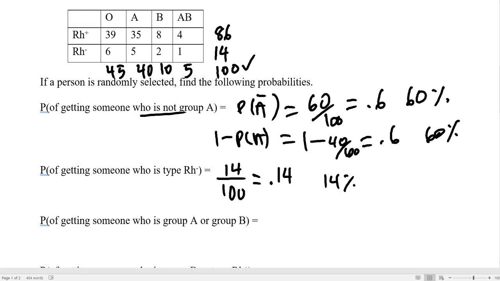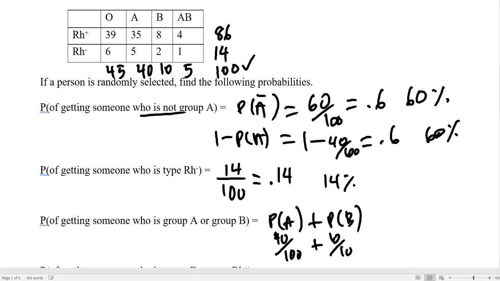What's the probability of getting someone who is in A or B? Well, the probability of having blood type A is the 40 out of 100 plus the probability of group B. There was 10, so the probability of group B would be 10 out of 100, minus the overlap. That is somebody who is both type A and type B. And this time that would be 0.